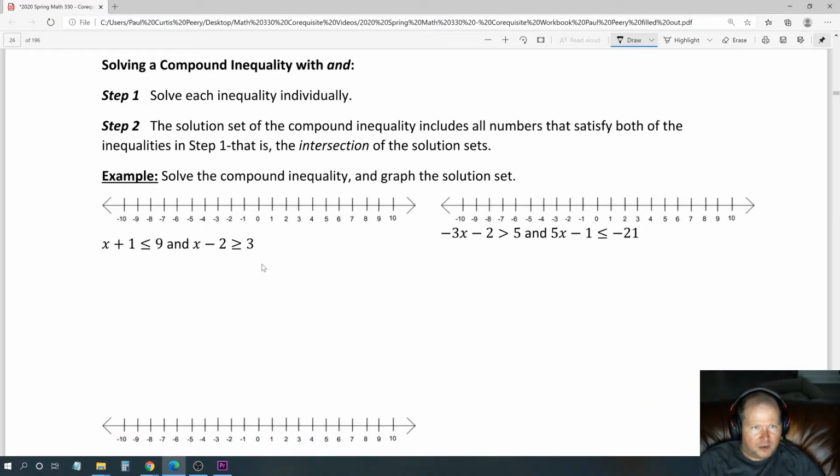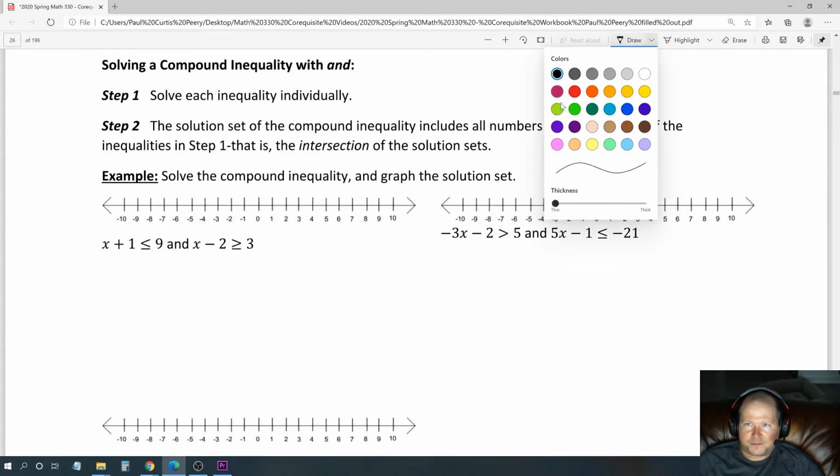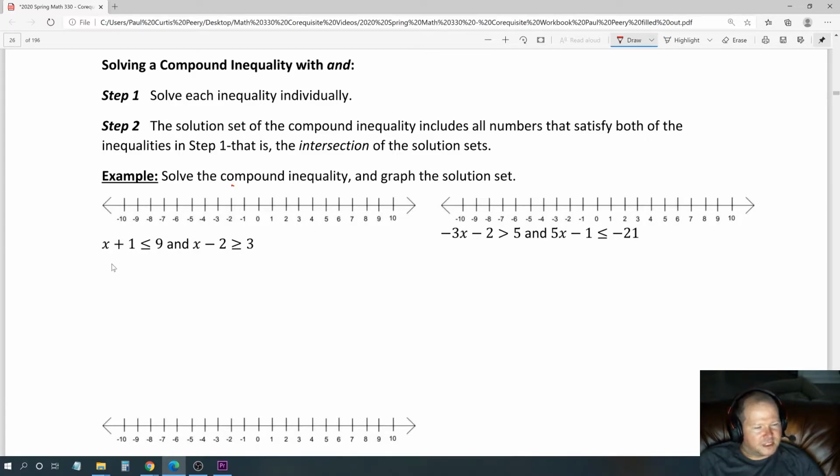Okay, so how would we apply that to inequalities? Well, first, we would graph each inequality separately. So for instance, let's say we want to do x plus 1 is less than or equal to 9. So, minus 1, cancel, cancel, x is less than or equal to 8. There's 8, and since x is less than or equal to 8, we know it's opening to the left. And because it has the equal part, we know it's a bracket.